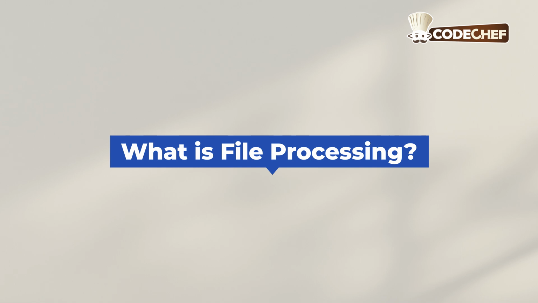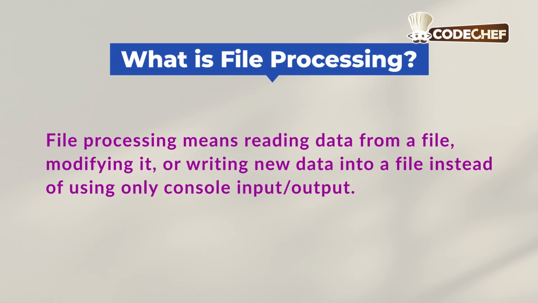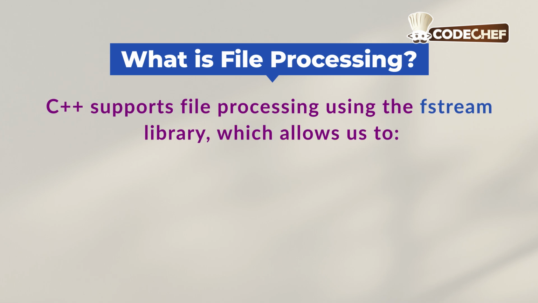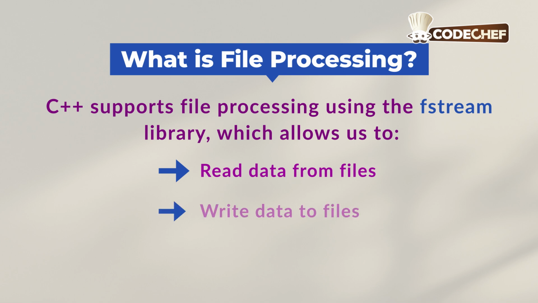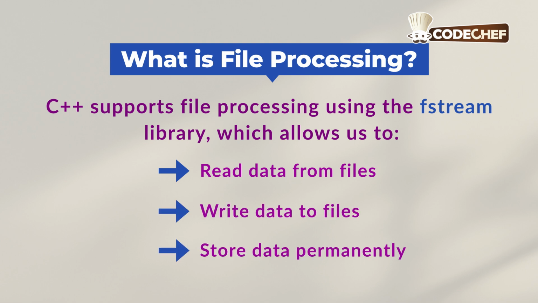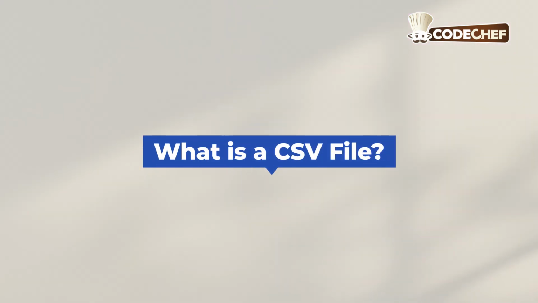What is file processing? File processing means reading data from a file, modifying it or writing new data into a file instead of using only console input and output. C++ supports file processing using the fstream library, which allows us to read data from files, write data to files and store data permanently.